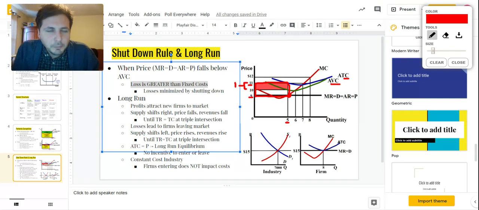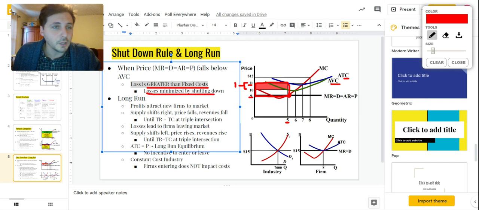So it's actually cheaper for me to shut down, pay my $5 of fixed costs, and be out than it is to produce any at all. Because in the best case scenario, I'm losing $10 rather than $5. That's why you shut down, because losses are larger than your fixed costs. So it's cheaper to just pay your fixed costs. Right, so you minimize your losses by shutting down.